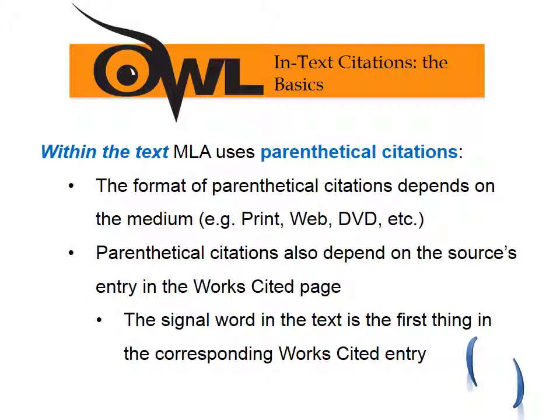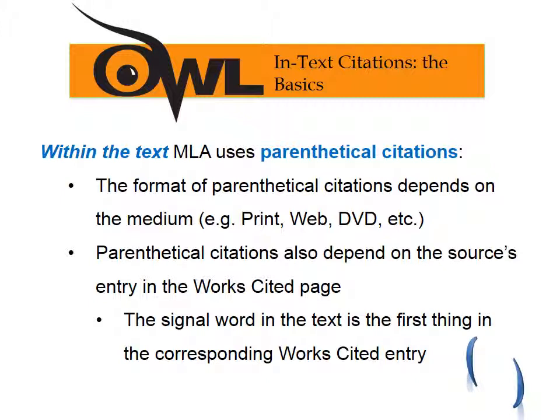Parenthetical citations also depend on the source's entry in the works cited page. The signal word in the text is the first thing in the corresponding works cited entry. So if you have an author, it is that author's last name. If you have multiple authors, it is the first author's last name. If you don't have an author, and sometimes you won't, particularly for web sources, then the signal word is the first significant word in a title.